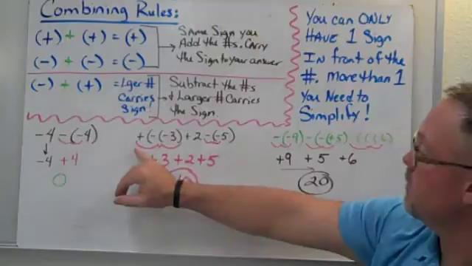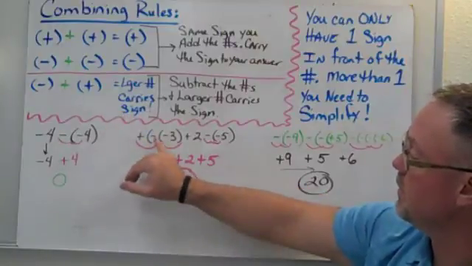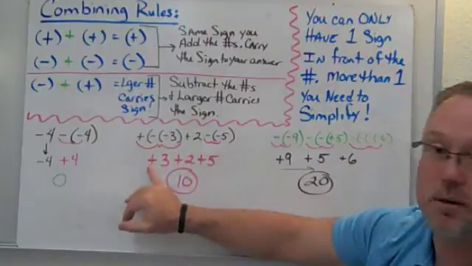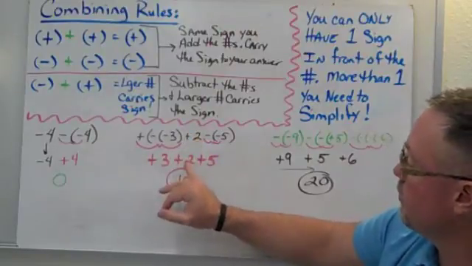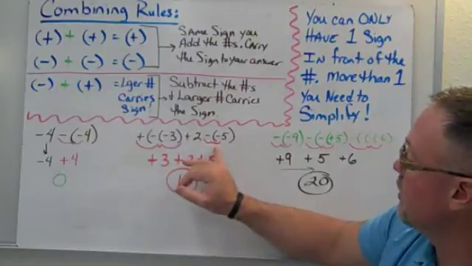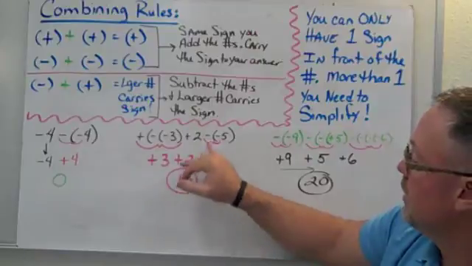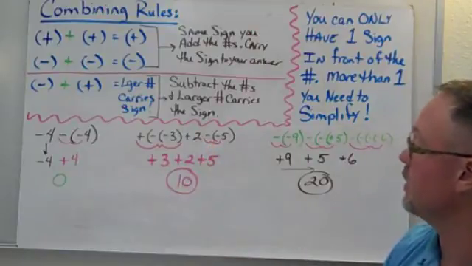For my second example, I have 3 signs in front of the 3, so I can forget that positive, but again, I have 2 negatives. Even number of negatives gives me a positive. I have a 2. There's only one sign in there, so I just bring it down. I have 2 signs in front of the 5, which are 2 negatives. And again, even number of negatives gives me a positive, and then I just add straight across.